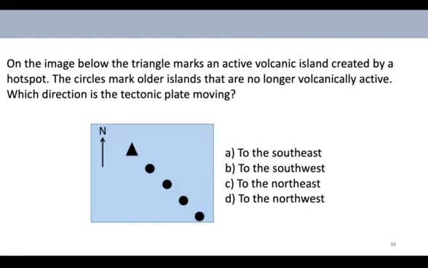So to think about this, you want to recognize that the magma chamber, the magma plume, that hotspot is located right here, which means this oldest island used to be right here. The plate has then slowly been carrying it away in this direction, meaning the plate is moving to the southeast. So the answer here should be A, to the southeast. The plate is slowly being carried away from that hotspot towards the southeast.